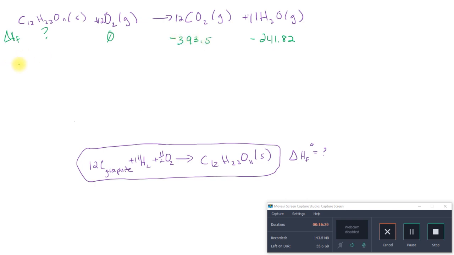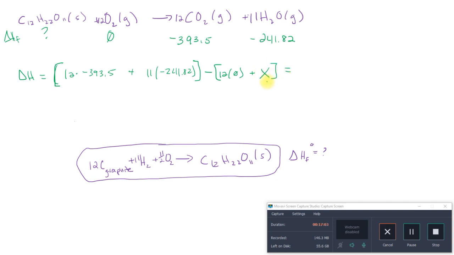Now, when we're assigning our delta HFs, I'm not going to be multiplying yet. So we're going to go products. So that's 12 times negative 393.5 plus 11 times negative 241.82. Products minus reactants. Well, 12 waters is easy, or 12 oxygens is easy. And we have one of those, and we don't know what that is.